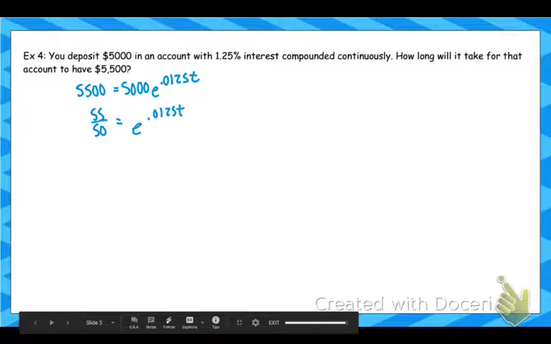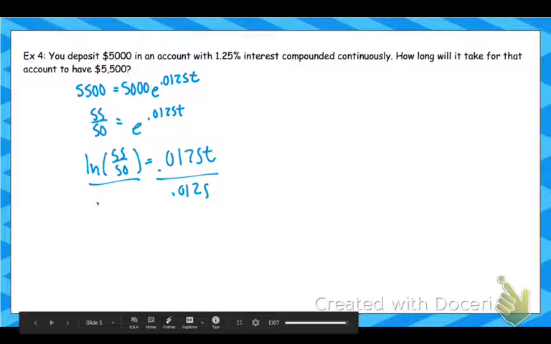Rewrite it as a natural log. So the natural log of 55 over 50 is equal to 0.0125t. Divide by 0.0125 on both sides. Plug that in your calculator, and you're going to end up with your value of about 7.6 years.